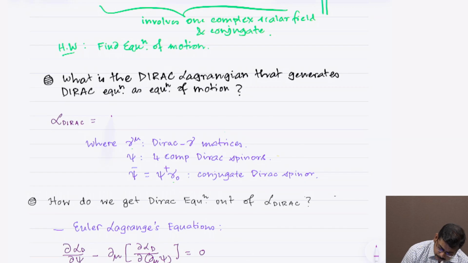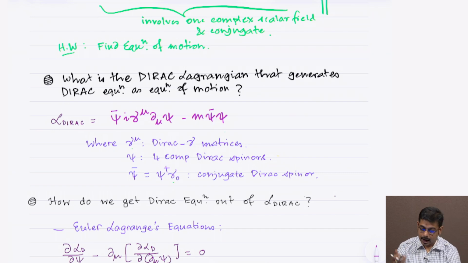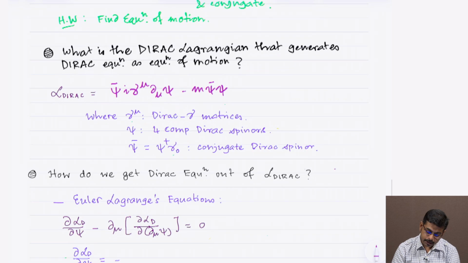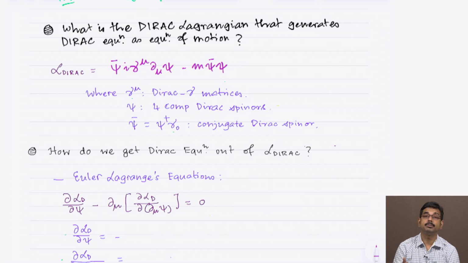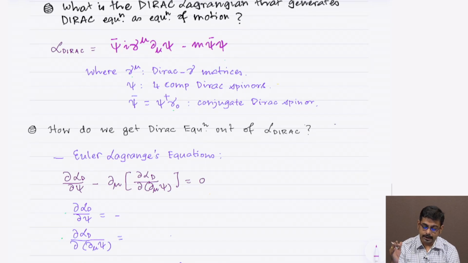So, the way that we can do it is to write psi bar i gamma mu del mu psi minus m psi bar psi. And once again you remember, gamma mu are my gamma matrices, psi is my Dirac spinor, and psi bar is what you call the conjugate Dirac spinor, which is defined by psi dagger gamma 0. Now, the question is, how do I get the Dirac equation out of the Dirac Lagrangian?